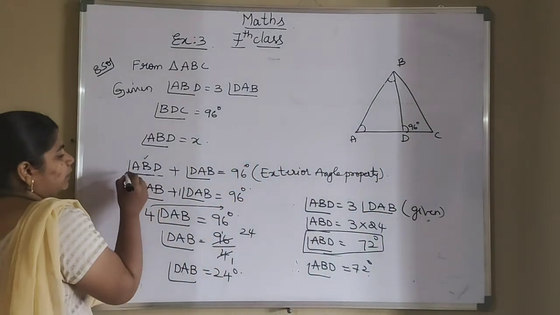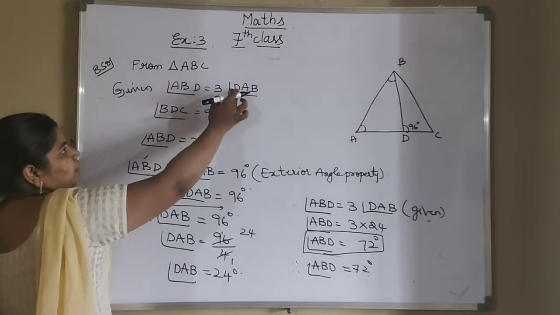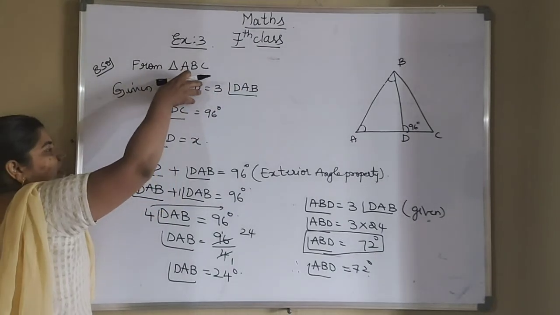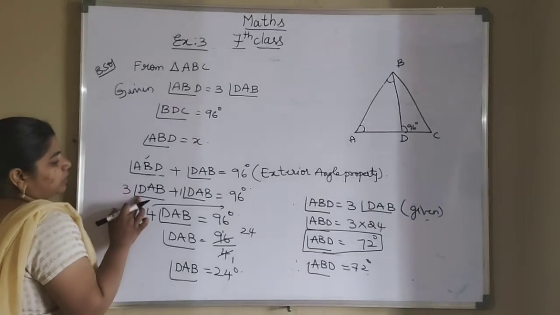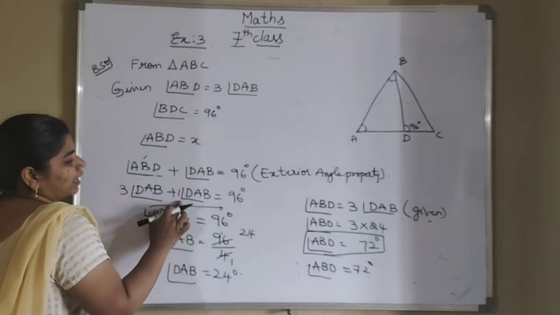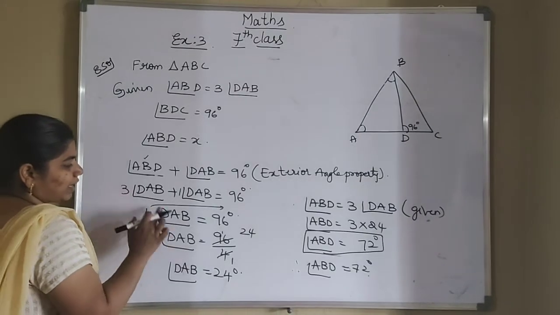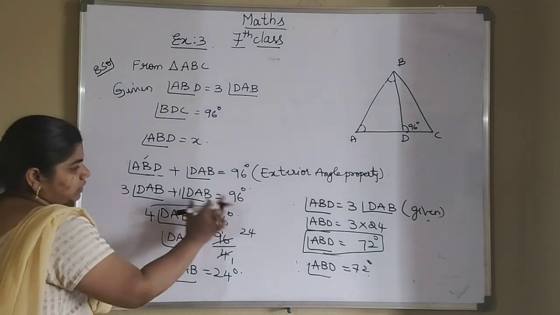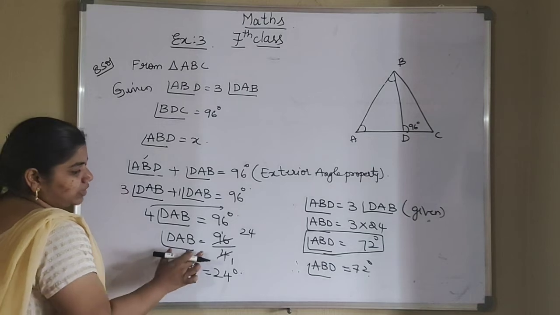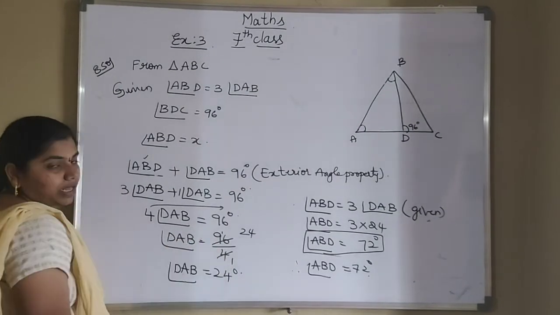So already they have given this value. They have given angle ABD is equal to 3 angle DAB. That means in this place I can substitute this one. So I have substituted 3 angle DAB plus 1 angle DAB is equal to 96. 3 plus 1 will be 4 angle DAB is equal to 96 degrees. I am sending this 4 to the other side. Angle DAB is equal to 96 by 4. 4 ones are 4, 4 24s are 96.